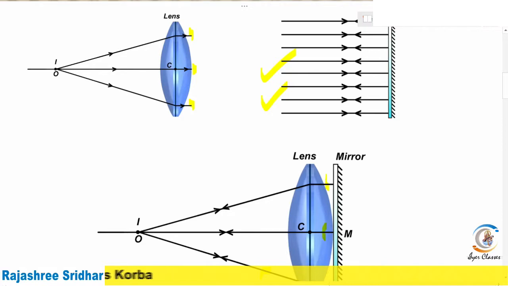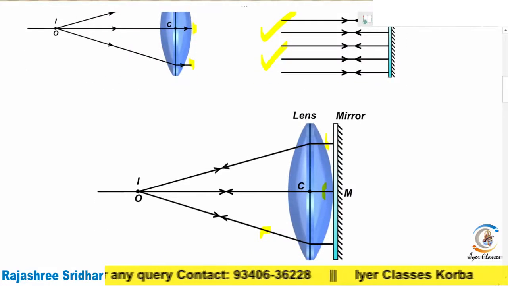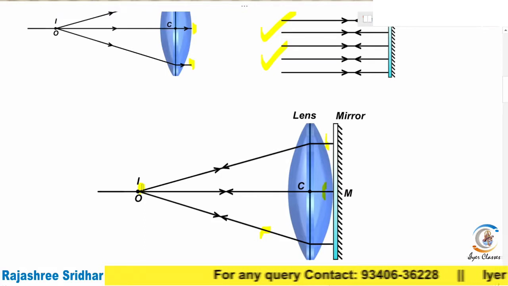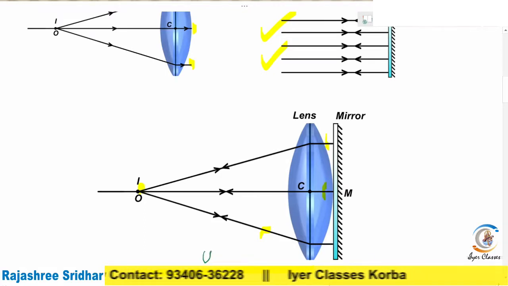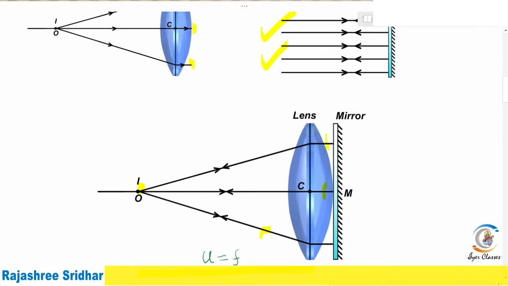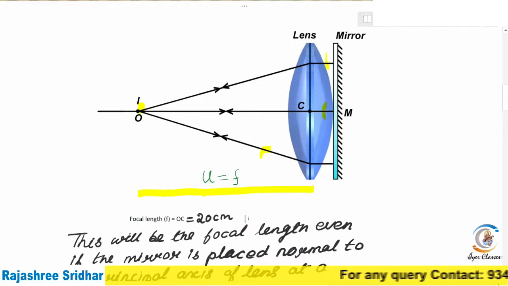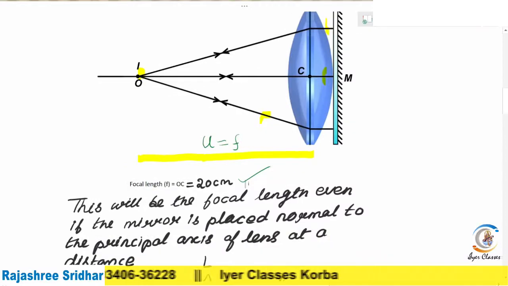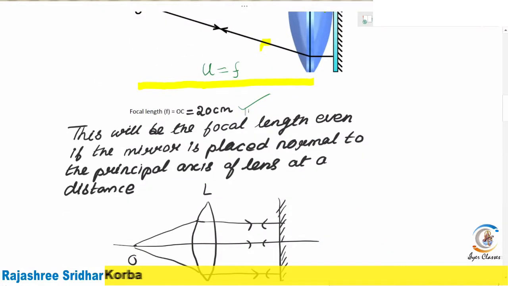Now tell me, from the lower classes you have learned that when refraction takes place from a lens, when do the rays go parallel? Yes, you're right. This is when the object is kept at the focus. That means the object distance should be equal to the focal length. According to the question, it is 20 centimeter. So OC is equal to 20 centimeter, and so the focal length is 20 centimeter, which is the answer.